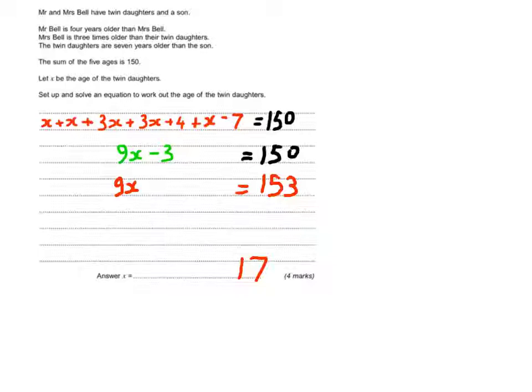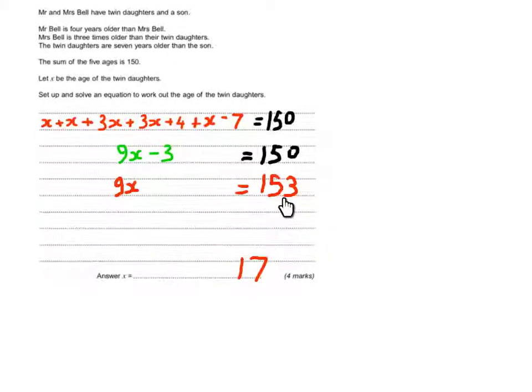So all of this information can help us to set up an equation in x. X plus x plus 3x plus 3x plus 4 plus x minus 7 equals 150, because it says the sum of the 5 ages is 150. They add up to 150. Well, if we tidy this up a bit, we get 9x minus 3. So 9x minus 3 is 150.